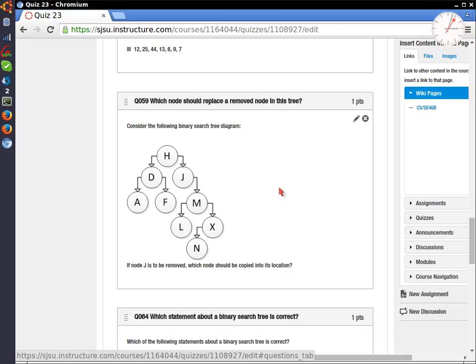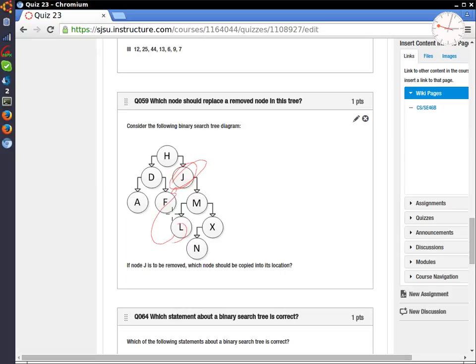All right, so the question says, if node J is to be removed, this thing here is J, which node should be copied in its location? And the rule says what? It's the smallest node in the right subtree. The smallest node in the right subtree is this one here, and so it should be L. Is that what the answer says? So we'll go over it in a minute, but that's how removal works.